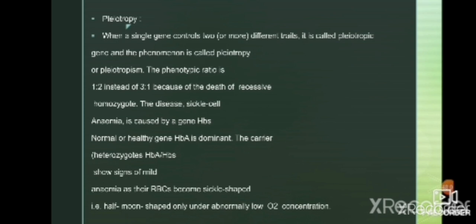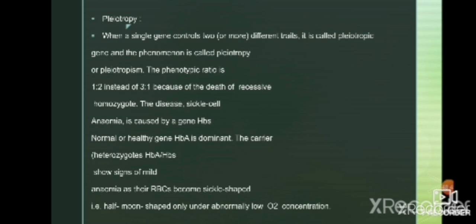Pleiotropy: when a single gene controls two or more different traits, it is called a pleiotropic gene, and the phenomenon is called pleiotropy or pleiotropism. The phenotypic ratio is 2:1 instead of 3:1 because of the death of recessive homozygote.